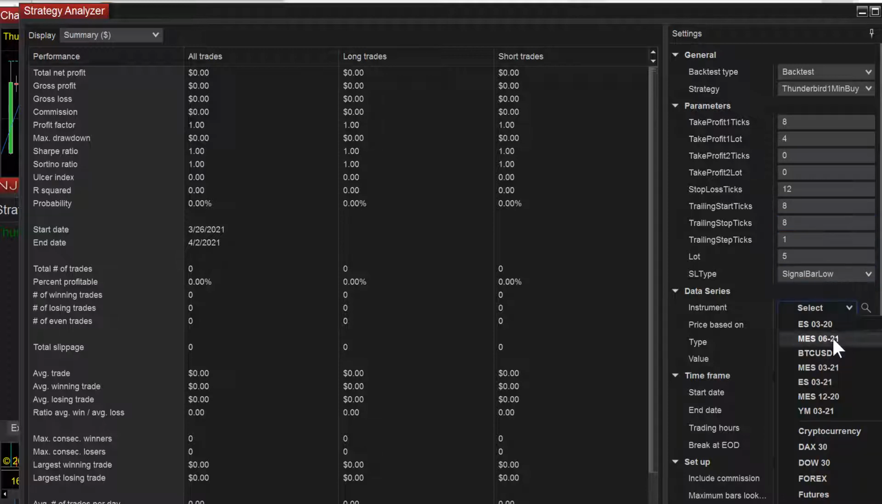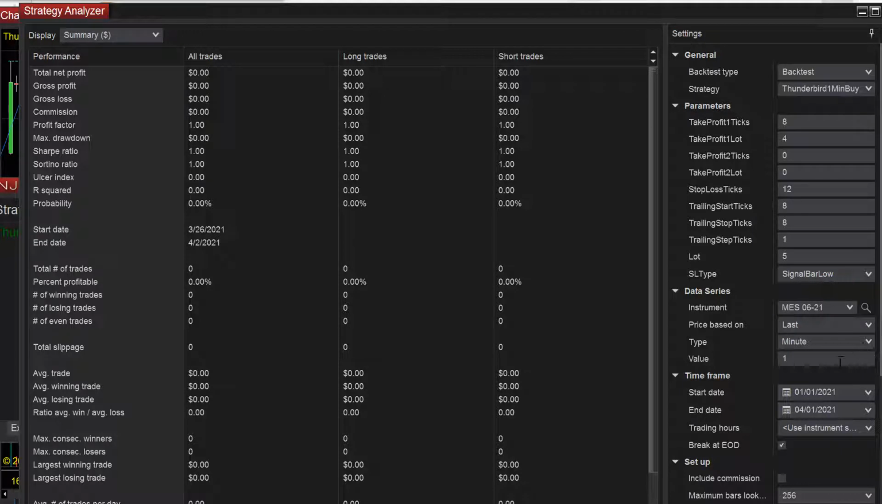Select the instrument, MES, price based off minute, and the time frame is 5. And I'm not going to go back far, it'll take me 2 days to compile this. I'm just going to do it this week. Let's go back to March 29th, like the Monday. We'll just do Monday right now. What I want to do is see what the statistics are on this before going back too far. I'll just leave that open like that and see what's brewing here.